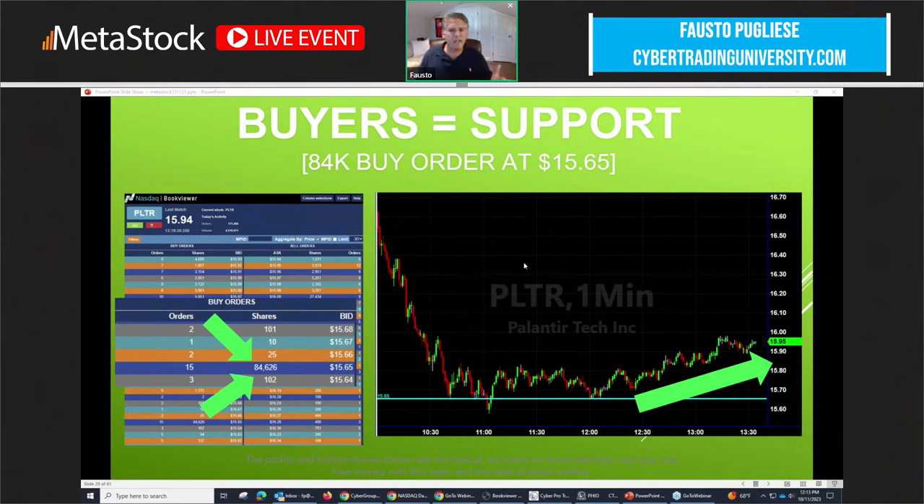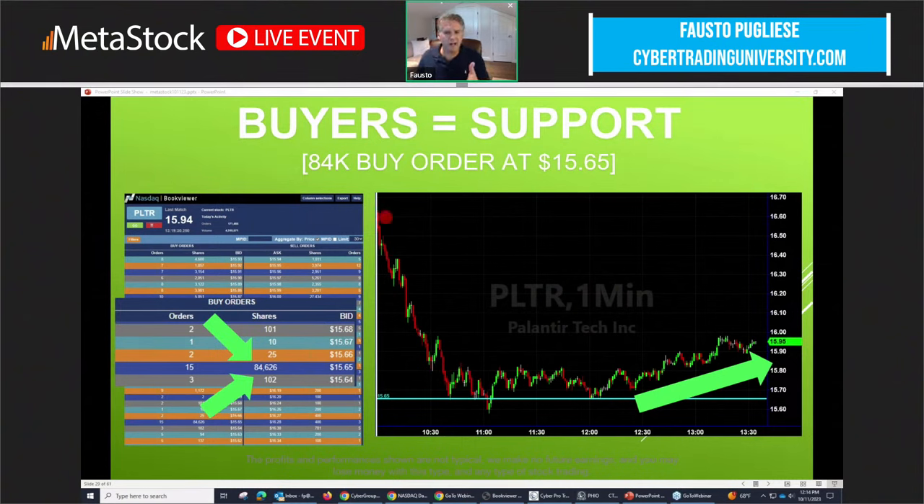Everybody knows the lingo, supply and demand, right? Well, guess what? Those support and resistance levels do not exist unless those buyers and sellers are out there. So you can look at support and resistance levels all day long, okay? But how do you know what happened in the past is indicative of the future? So let's look at this example right here. Let me get my pointer ready so you can follow along.